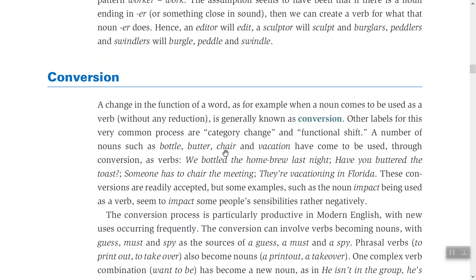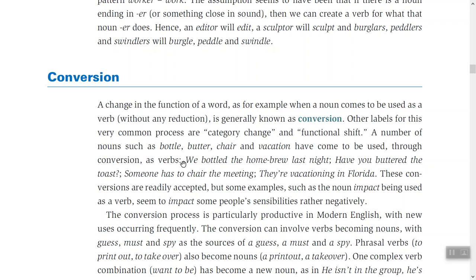All of us know chair, and kursi. But sometimes we can make chair a verb. For example, someone has to chair the meeting. Do you want to chair the meeting? Okay, see here. I want to chair the meeting.